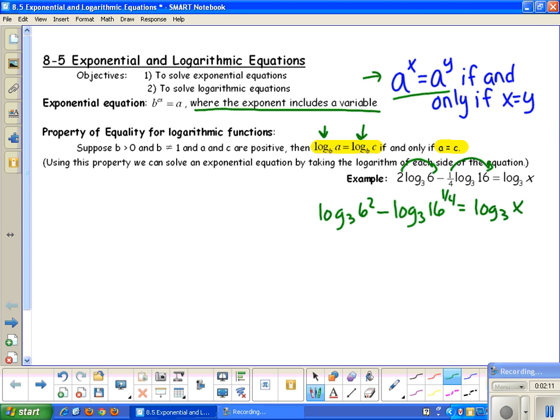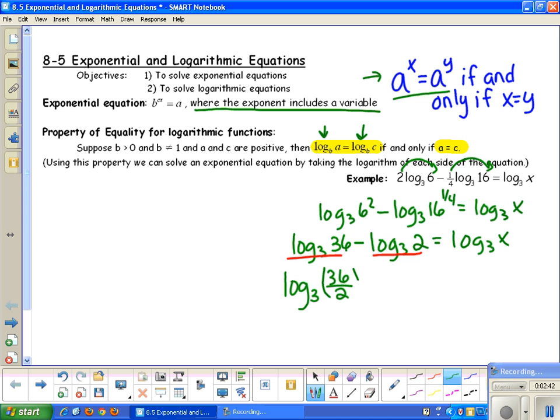Now I can keep going because I can simplify. 6 squared is equal to 36, and 16 to the 1/4 you can do in your calculator, it's 2. So this would be minus the log base 3 of 2 equals the log base 3 of x. Now I can combine these logs using the quotient property, as one logarithm base 3, and you take 36 and divide it by 2. So the log base 3 of 18 equals the log base 3 of x.